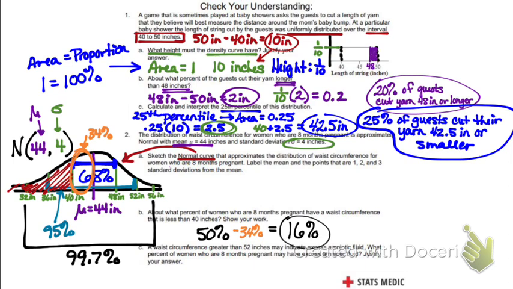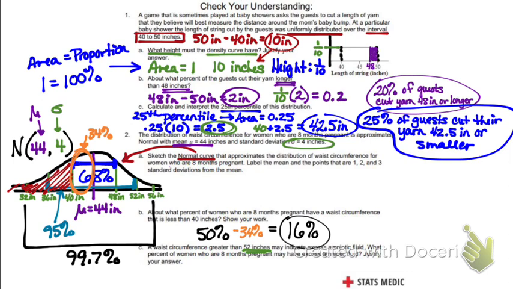A waist circumference greater than 52 inches may indicate excess amniotic fluid. What percent of women who are 8 months pregnant may have an excess of amniotic fluid? What can I use to figure this out? 99.7. Where's 52 inches? Yes. 52 inches, that is the second standard deviation. I know if I go 2 standard deviations on either side, that catches how much of my population?